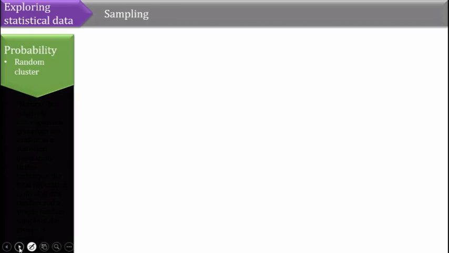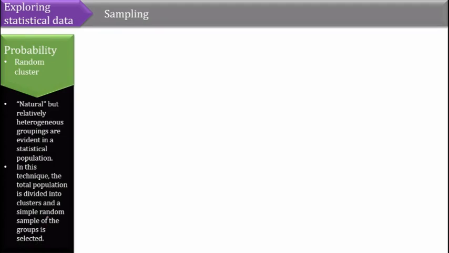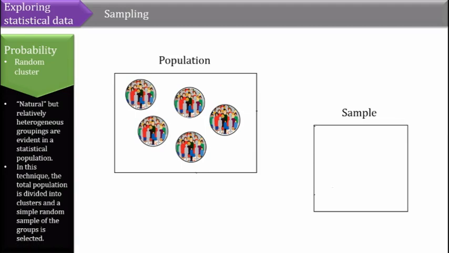Right, the next one is random cluster sampling. Now, random cluster sampling simply means that the population is divided up into clusters or groups, but we call it clusters preferably, and within these clusters we have diversity. But between the clusters we have similarity. So that means each of these clusters are very similar to each other, but the elements within the clusters are very different.